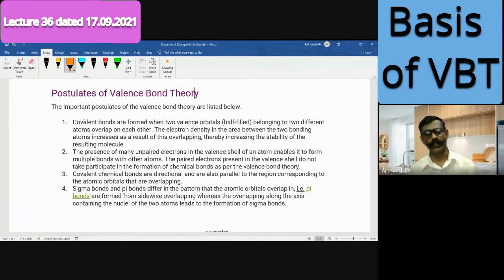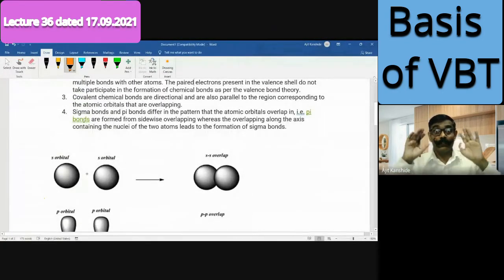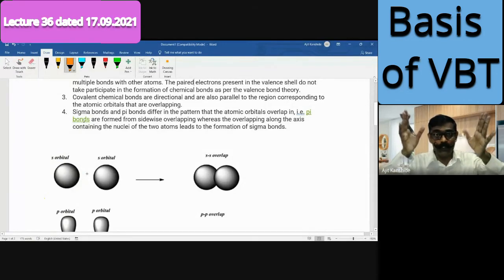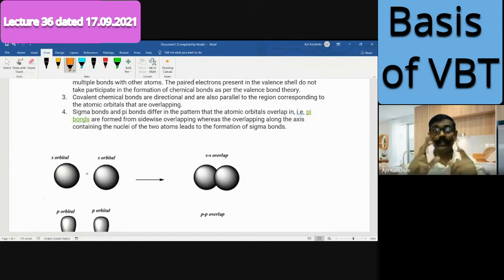Okay, now see the third postulate. Covalent chemical bonds are directional and are parallel to the region of overlap. Non-directional bonding is ionic bonding; that concept is clear to you now. There, a particular direction of approach is not required, but here a particular approach will be there because orbitals are aligned in one direction.